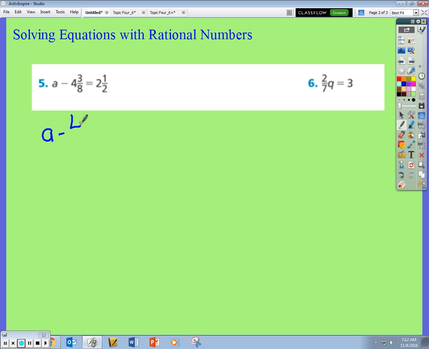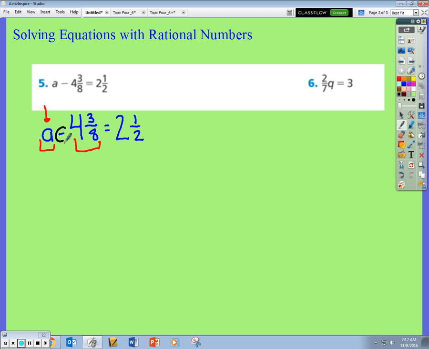a minus 4 3/8 is equal to 2 1/2. Once again, I'm looking at this left side of the equation. We notice that we have a term here and a term here. This term happens to be a variable. There is no variable of a on the right side of the equation, telling me I'm going to leave this a right here. What I need to do now is get rid of the 4 3/8.